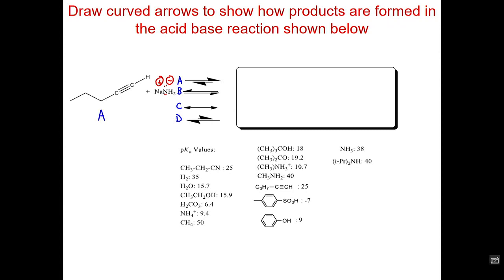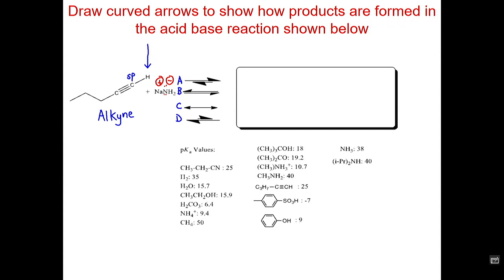The most acidic proton on the alkyne is attached to the sp carbon of the alkyne. So it's a terminal alkyne, it has an sp carbon, and the hydrogen attached to the sp carbon is the most acidic proton on the alkyne. The base grabs the hydrogen from the most acidic proton of the alkyne.